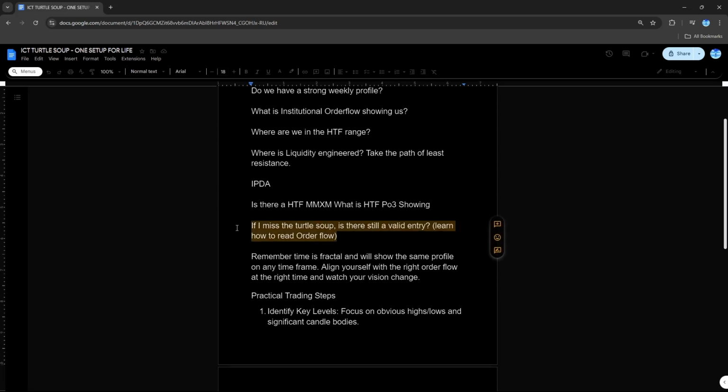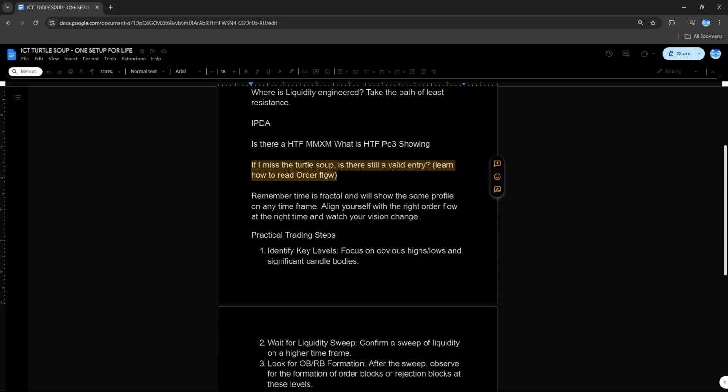What I like to do is, if I miss the turtle soup, is there still a valid entry into the order block or into the breaker, into the FVG, depending on where we have an imbalance, where we should rebalance and then deliver from, into our draw on liquidity, and create a new higher high or lower low, reaccumulate, and then continue with our sequence.